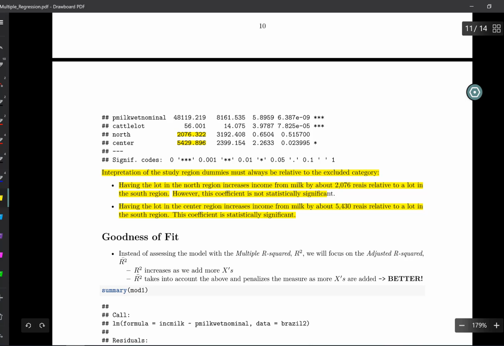So remember, if you have a simple dummy variable, you're comparing to the other level, so 1 to 0. If you have categorical variables, you have to compare to the level of the category that is excluded from the model.